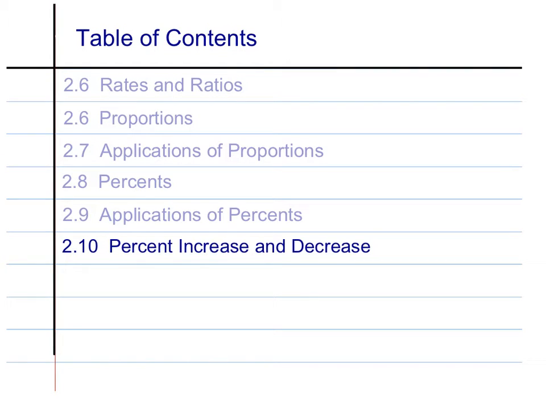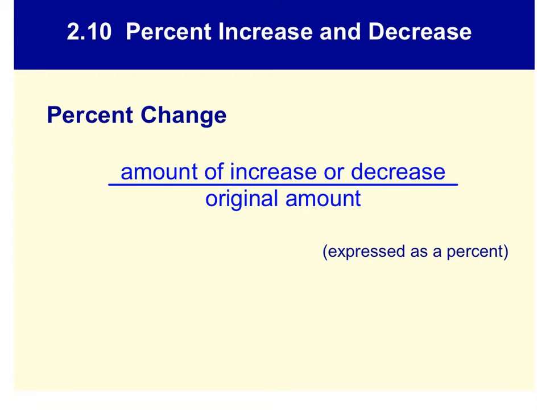Well, we have made it to the last section of the chapter, 2.10, percent increase and decrease. So table of contents, date, and we'll get started. So to find a percent increase or decrease, we're talking about a percent change. There's a little formula to follow.